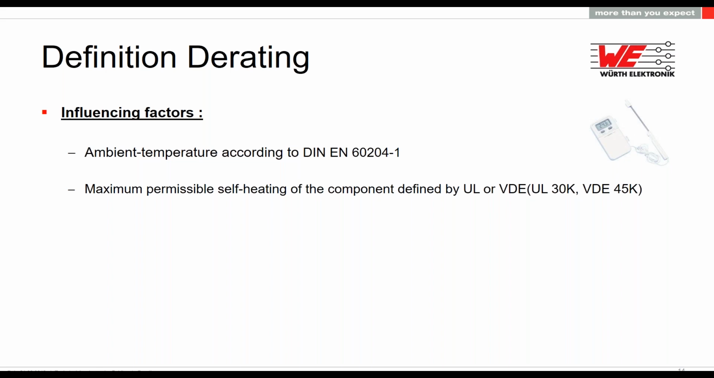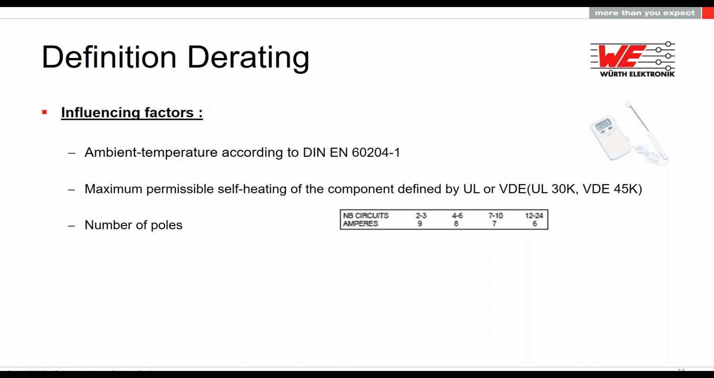Then we have the maximum allowed self-heating of the component that is defined by UL or VDE, depending on the application you are in. So if I think, for example, on terminal blocks, there is a requirement from UL side that the self-heating that is allowed is maximum 30 Kelvin, and for VDE it's 45 Kelvin. This means even if the part is not at its maximum temperature, but the self-heating limit is reached when you apply a certain current, you're not allowed to drive it with a higher current for security reasons in some applications.